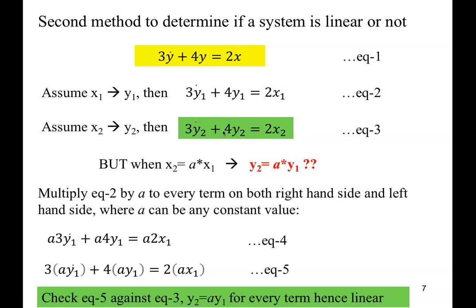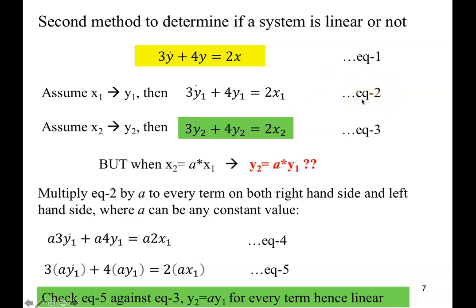2x2. Now, let's assume I set x2 as a factor of x1, i.e. a constant times x1. Would y2 be the same factor times y1? If that stands, then we have a linear system. So we need to check and make sure that happens before we can say whether that system is linear or not. To check that, I'm going to use equation number 2.